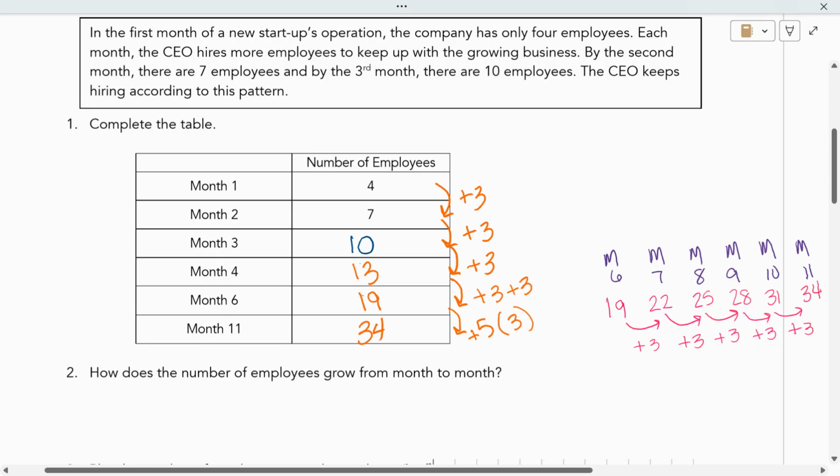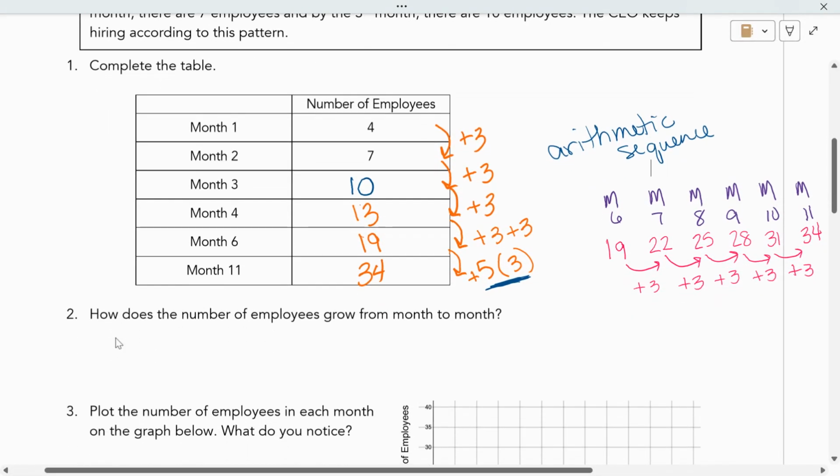Notice that what we're adding each month became my multiplier right here. Right? Because this is an arithmetic sequence. We're adding or subtracting the same amount each period. Okay? So how does the number of employees grow from month to month? What are we adding or subtracting each month? 3. So 3 more employees are hired each month.